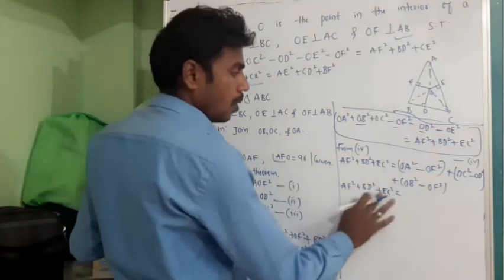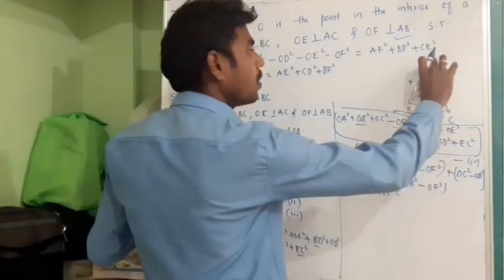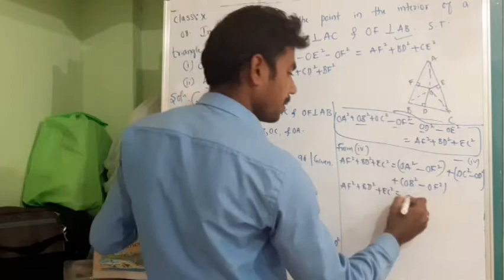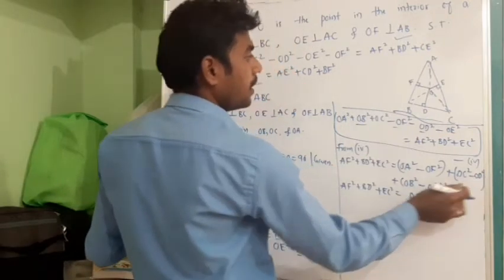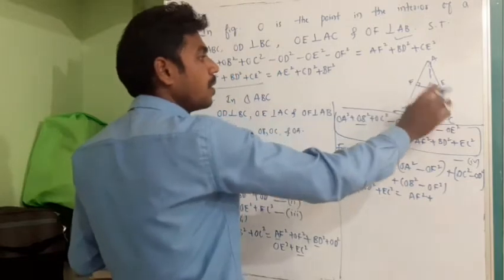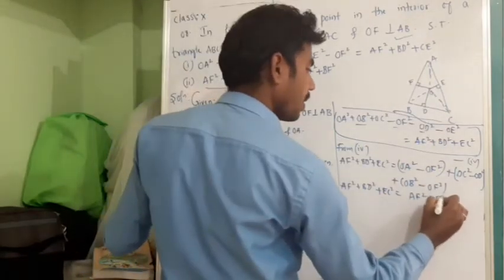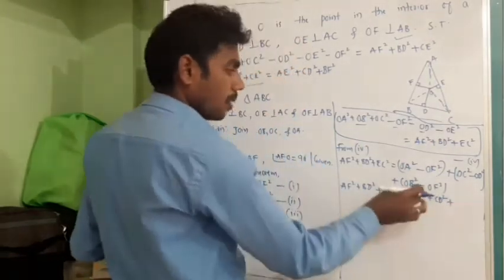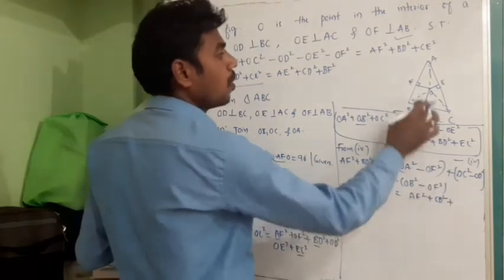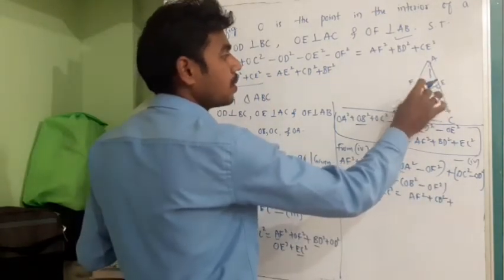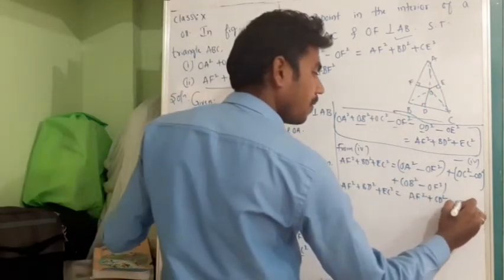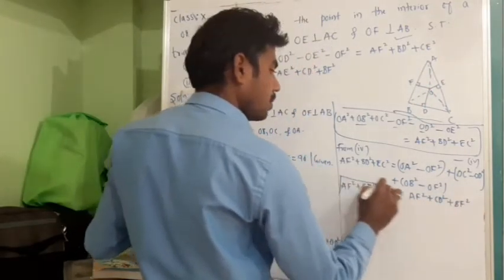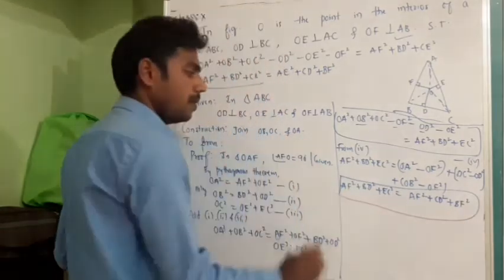Next, OA square minus OF square. OA square minus OF square is nothing but AF square. Plus OC square minus OD square. OC square minus OD square is nothing but DC square, that is CD square. Plus OB square minus OF square. So OB square minus OF square, BF square is left. That is BF square. That's it. So this is the second part of the proof.